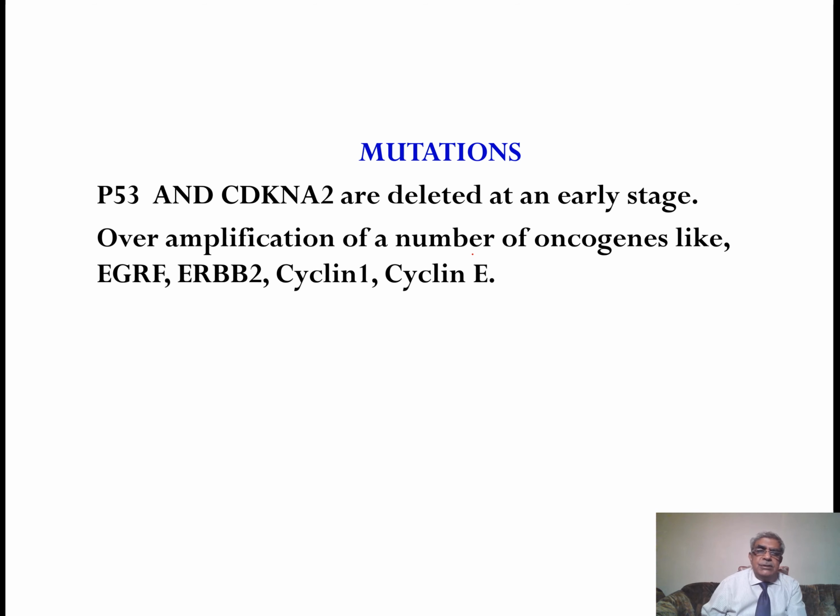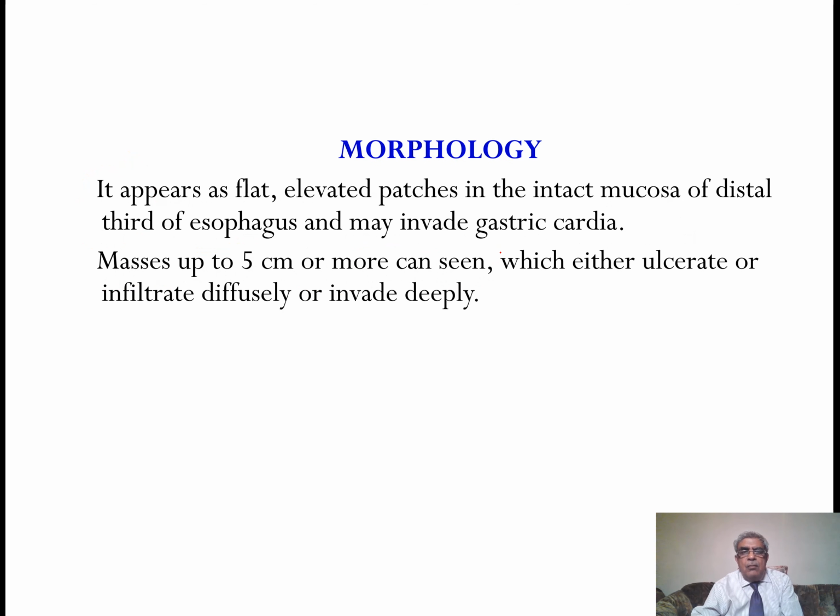If you don't remember this, at least remember the mutation of P53, and then there is overamplification of oncogenes, which are EGFR, cyclin D1 and cyclin E. Very simple to remember. Morphology: it first appears as a flat, elevated patch in the intact mucosa of the distal one-third of the esophagus, and may invade the gastric cardia.